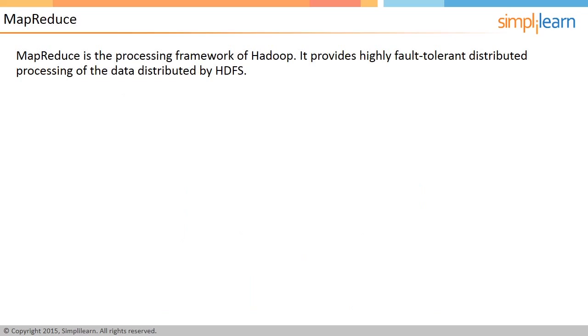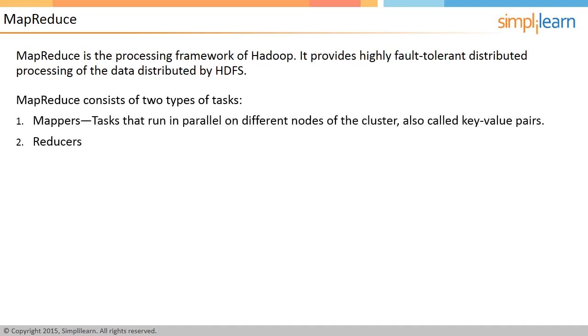MapReduce is the processing framework of Hadoop. It provides highly fault-tolerant distributed processing of the data distributed by HDFS. MapReduce consists of 2 types of tasks, mappers and reducers. Mappers are tasks that run in parallel on different nodes of the cluster to process the data blocks. In programming language, mappers are called key-value pairs.